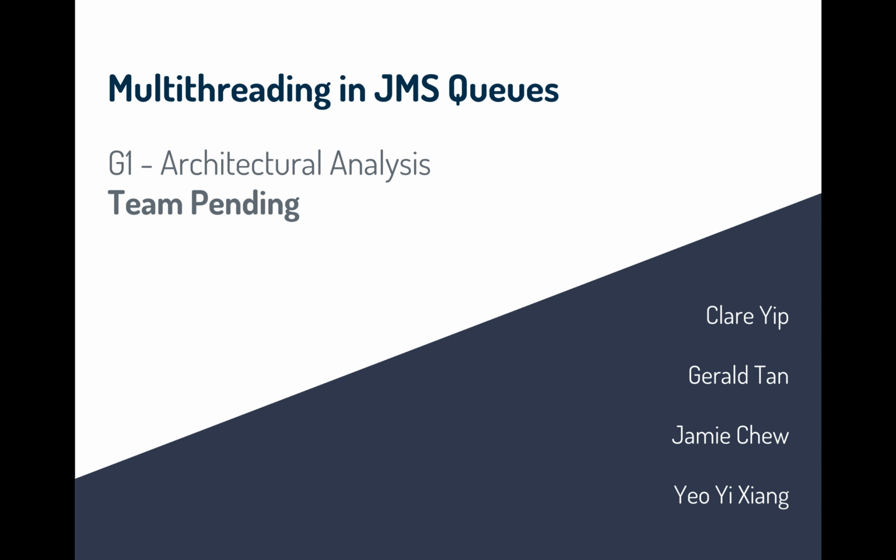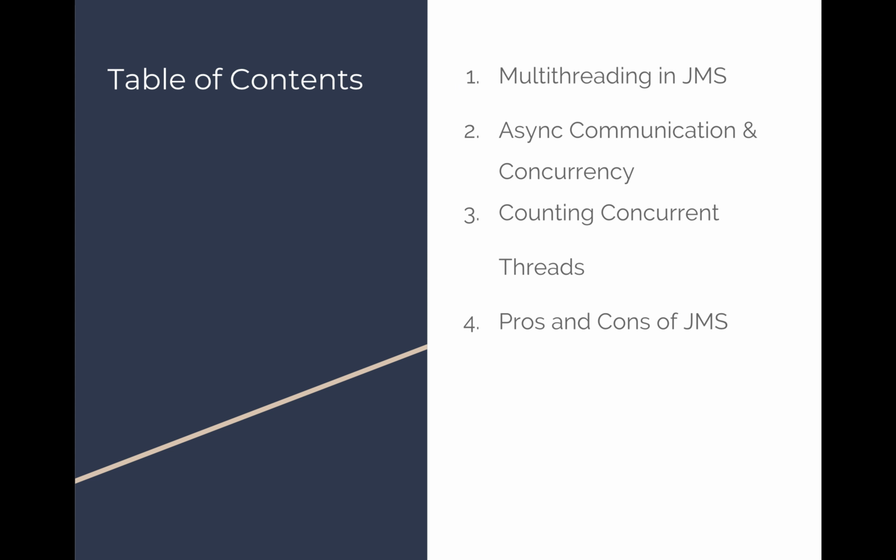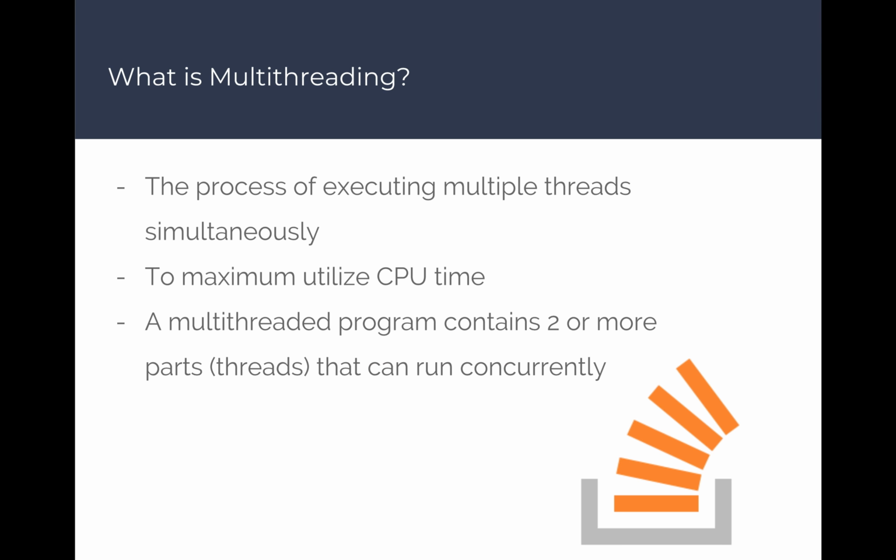For our topic today, we'll be talking about multi-threading in JMS queues. So this is our content outline, and I'll be talking about multi-threading. First of all, let us cover the concept of what is multi-threading. So basically, it is the process of executing multiple threads simultaneously, and this is actually to maximize the CPU time. So a multi-threaded program can contain two or more parts, which are called threads, that can run concurrently.